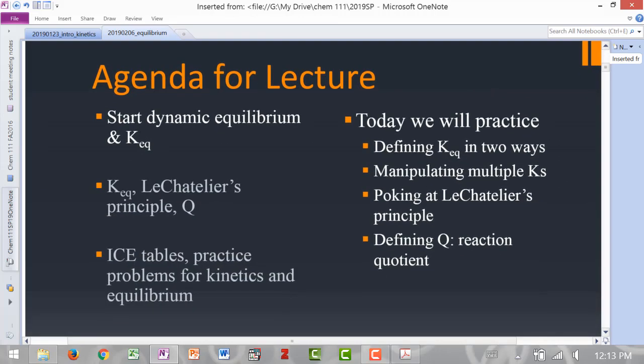We're starting a new chapter today, a new section, equilibrium, dynamic equilibrium. Capital K, not rate constant, lower. Capital K, equilibrium constant. Today we're going to practice defining the equilibrium constant. We're going to define the equilibrium constant in two ways, manipulate multiple equilibrium constants, start poking at LeChatelier's principle, my favorite principle. And then we'll see if we get to defining something called Q, reaction quotients.